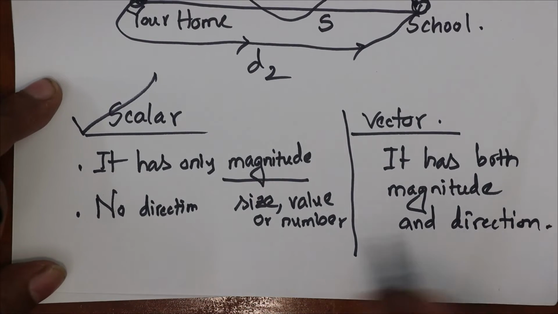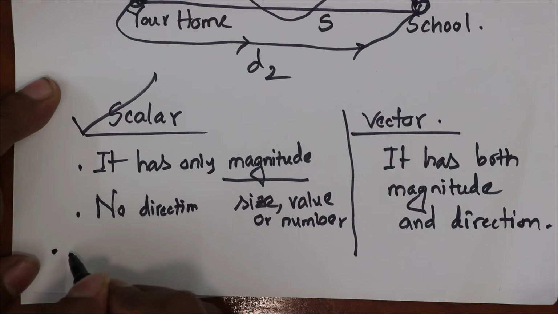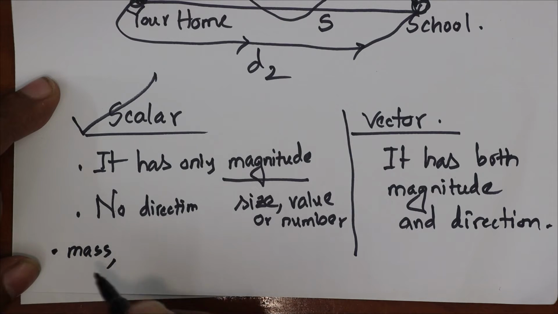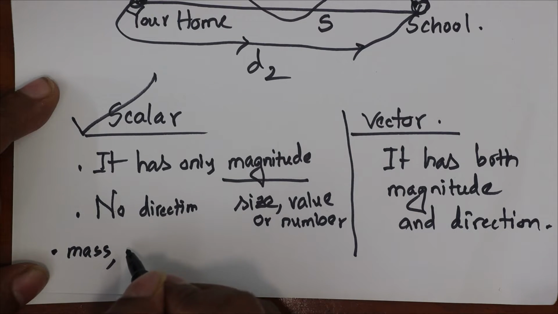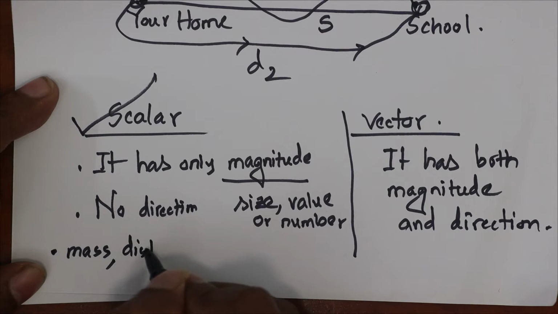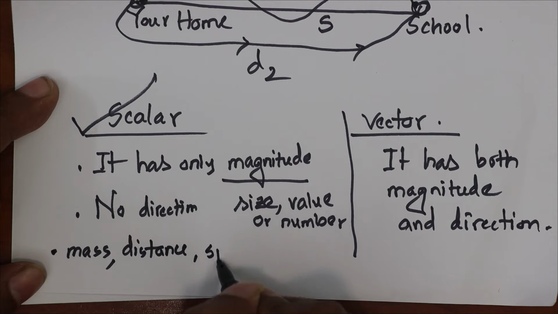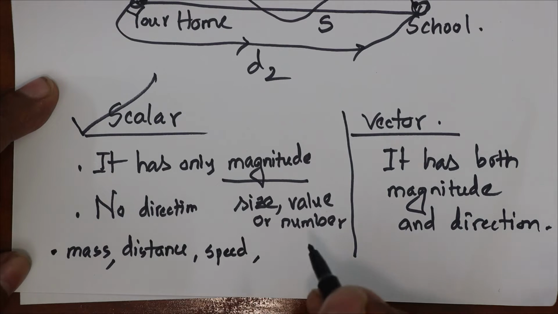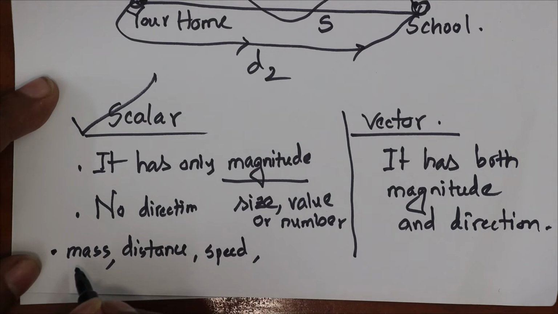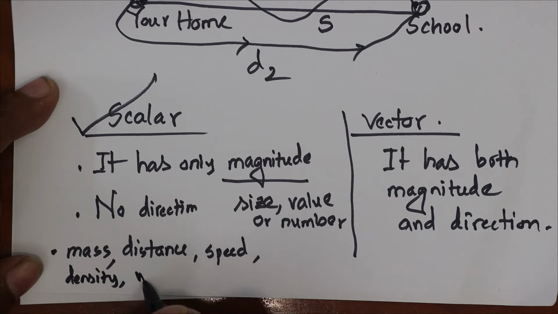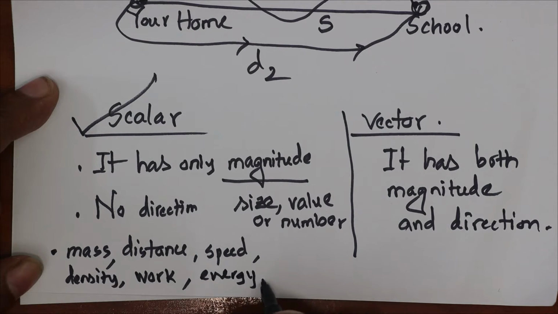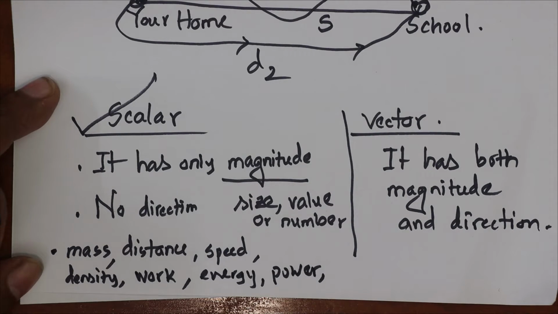Say scalar quantities: mass is a scalar quantity. Distance is a scalar quantity. Speed is a scalar quantity. Density is a scalar quantity. Work, energy, power, voltage, current, all are scalar quantities.